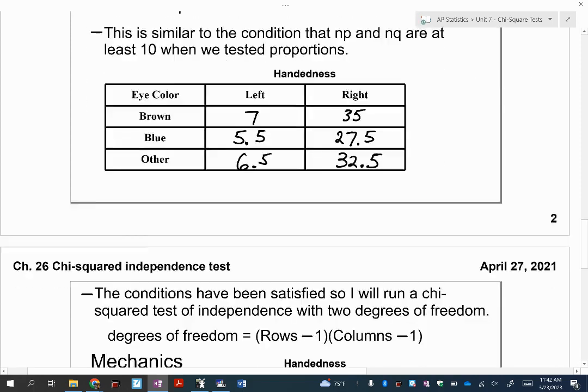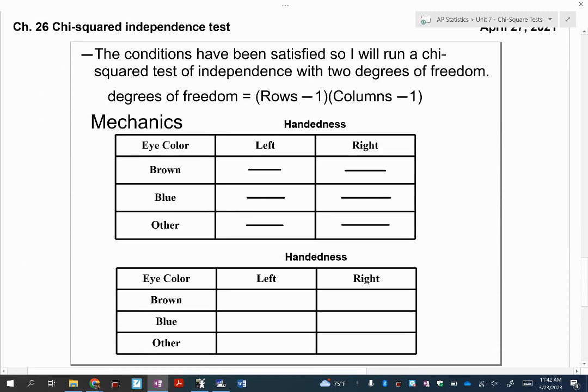Okay. All right, so here is the statement. We're going to run a chi-square test for independence with 2 degrees of freedom, the same way we calculated degrees of freedom on Tuesday. It's the number of rows, which I believe was 3 rows, minus 1, times the number of columns, which is 2, minus 1. So 3 minus 1 is 2. Times 1 gives me 2 degrees of freedom.